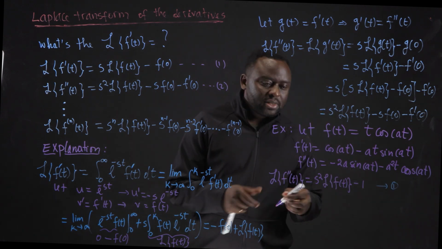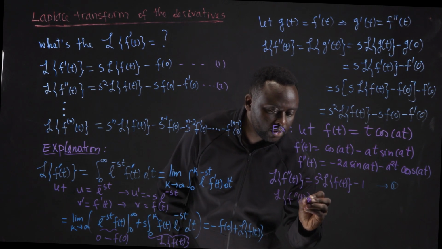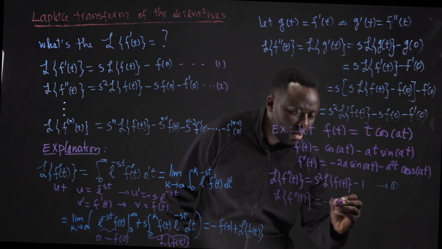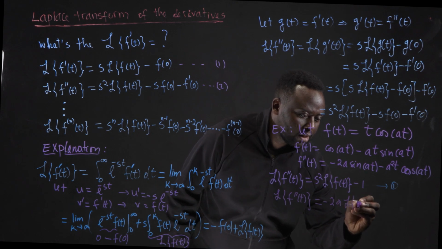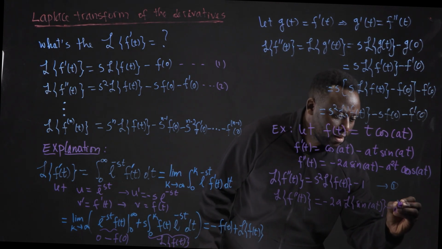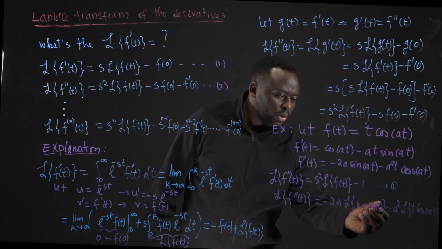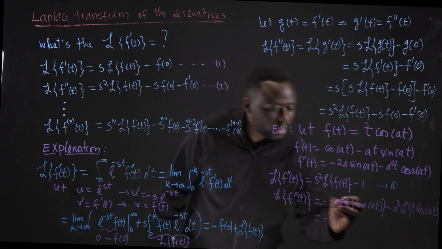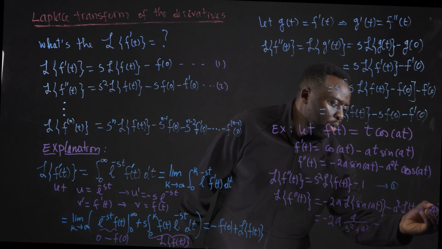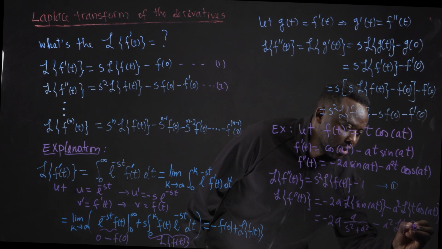For the second step, we want to find the Laplace transform of the second derivative of this function directly. This is minus 2a times the Laplace transform of sine at, minus a squared times the Laplace transform of t cos at. At this stage, we know the Laplace transform of sine at: it is a over s squared plus a squared. Then minus a squared times the Laplace transform of f of t, the original function.